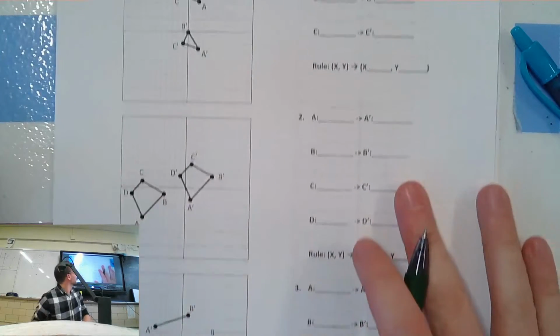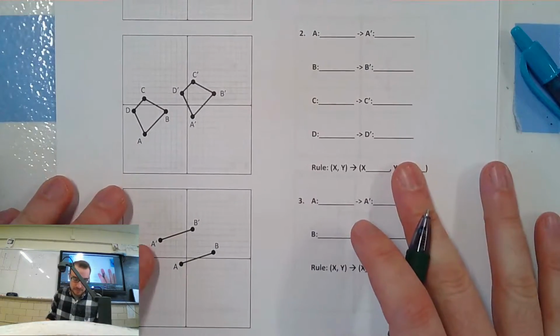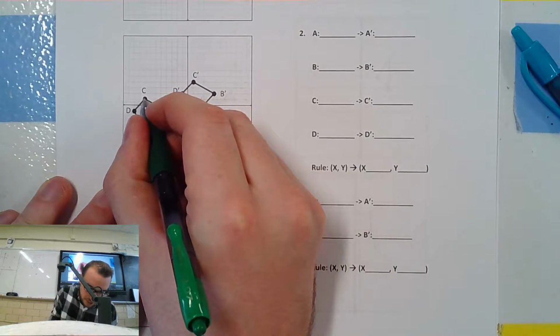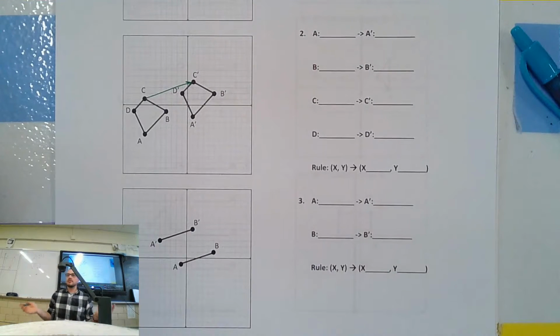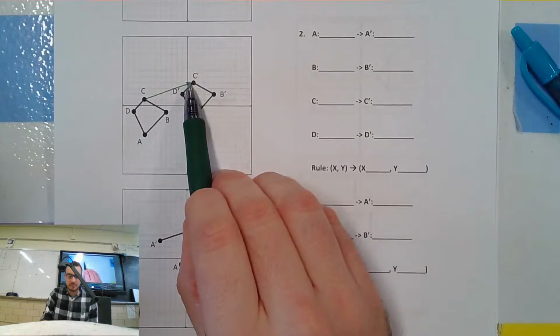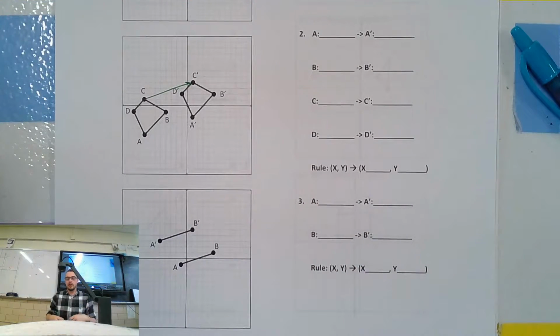All right, so, first one we're going to skip. I'm going to look at the second one. I'm going to pick C to C prime. Remember, translations are just vectors. And vectors, when we apply them, apply to everything. So if I find the vector that's going from C to C prime, it's going to be the same thing as D to D prime, B to B prime, A to A prime. It's going to be the same one, right? It's all going to be the same. And that's going to be our rule.